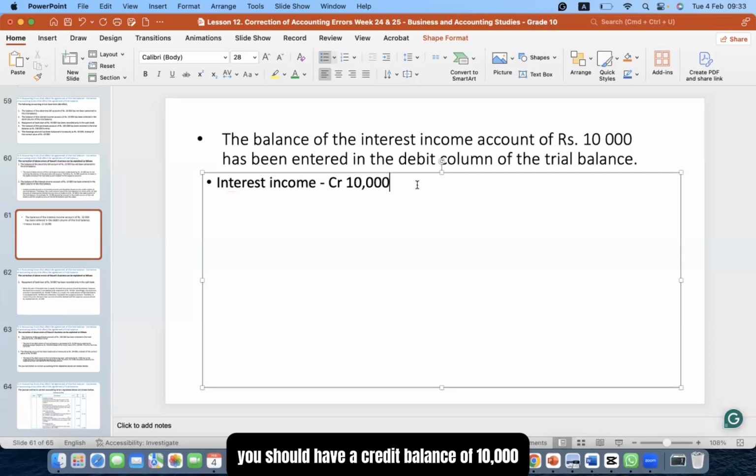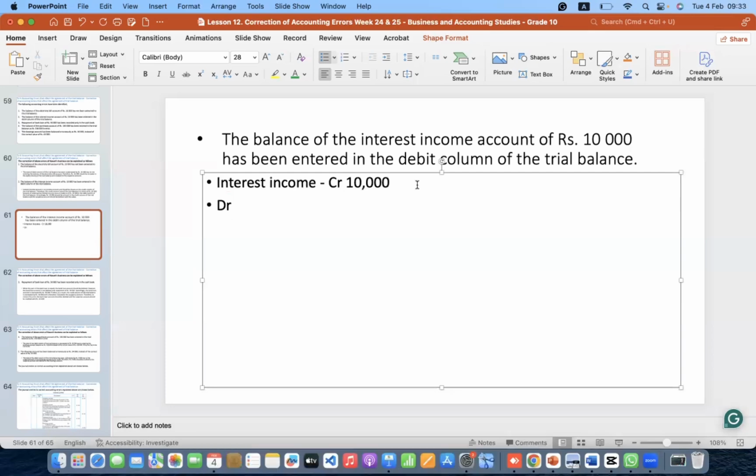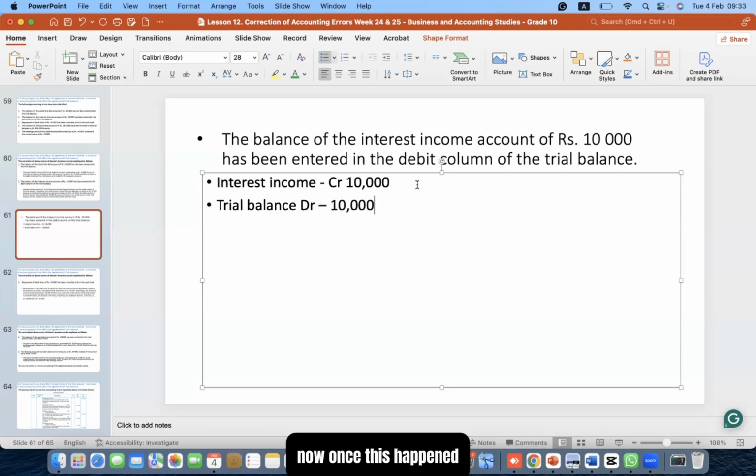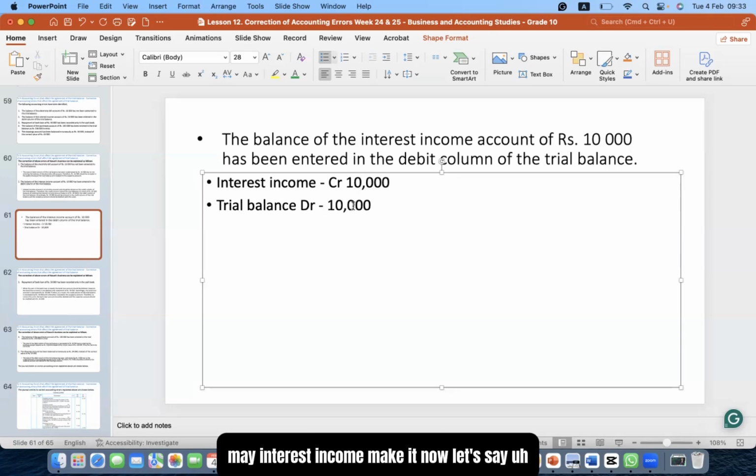In the trial balance, you should have a credit balance of 10,000. But now what has happened is you have debited the trial balance by 10,000. Now once this happened, what happened on the trial balance? Trial balance, interest income.